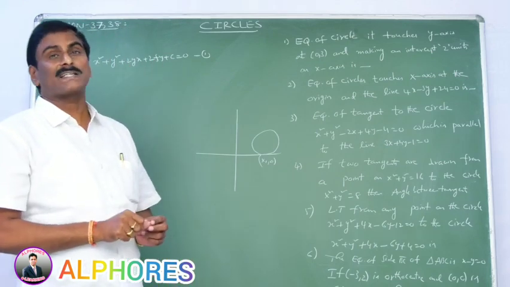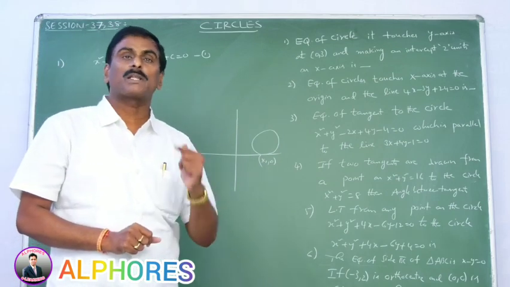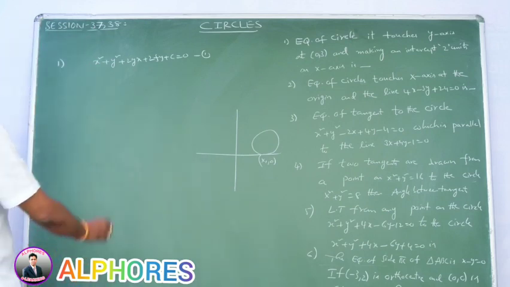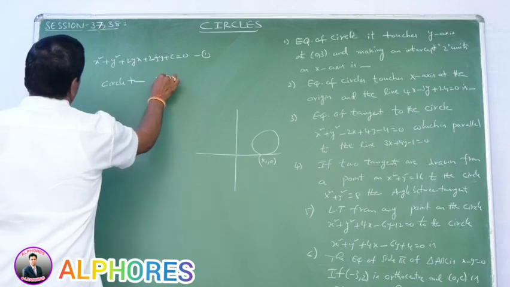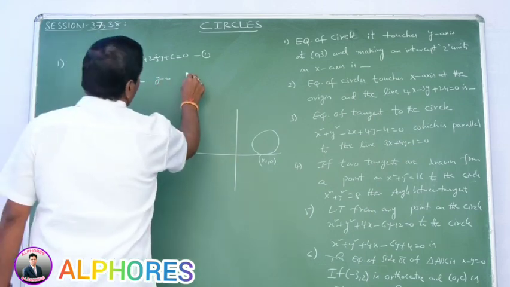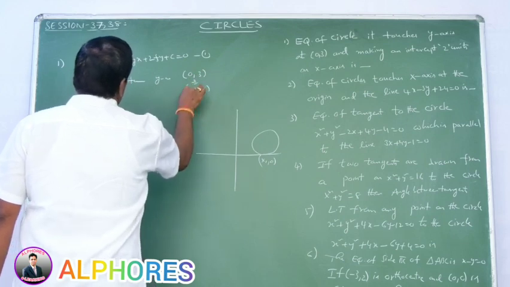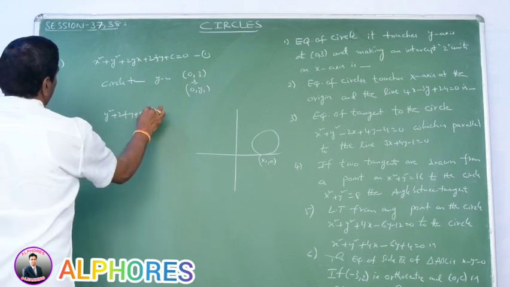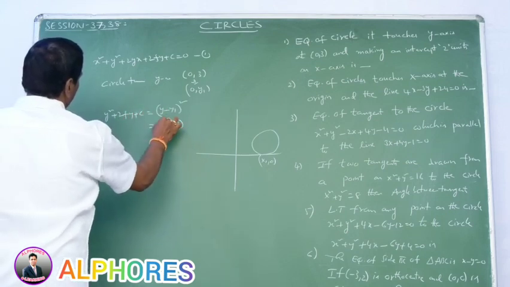If the circle touches the y-axis at (0, y1), then the condition is y square plus 2fy plus c is equal to (y minus y1) whole square. Here, circle touches y-axis at the point (0, 3). That means it is (0, y1). We know the condition is y square plus 2fy plus c is equal to (y minus y1) whole square. That means (y minus 3) whole square.